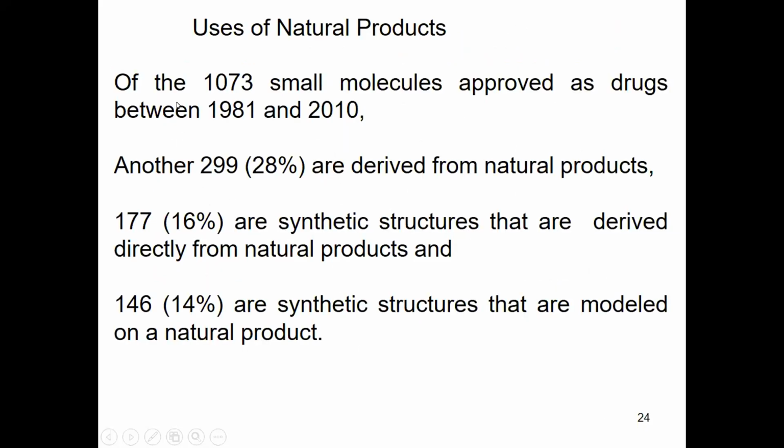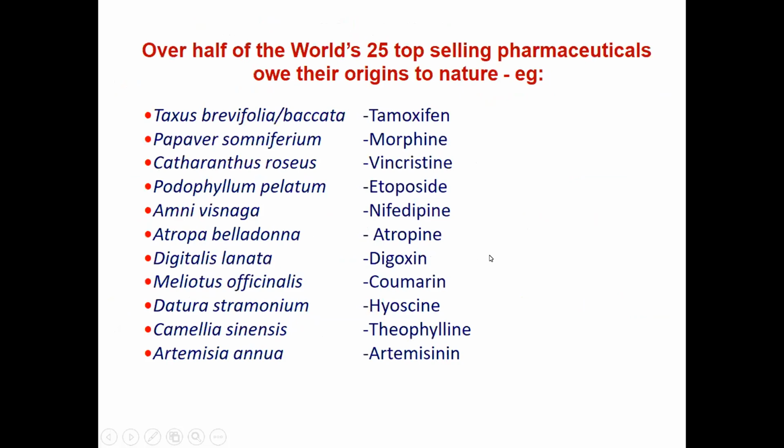There are records that more than 1,000 small molecules were approved as drugs between 1981 and 2010. Another 299 drugs were derived from natural products, more than 177 synthetic structures were derived directly from natural products, and more than 146 synthetic structures are modeled on natural products. So natural products are very important for drug discovery. This is also useful information: over half of the world's 25 top-selling pharmaceuticals owe their origins to nature. You see many medicinal plants and many active pharmaceutical drugs isolated from these medicinal plants.